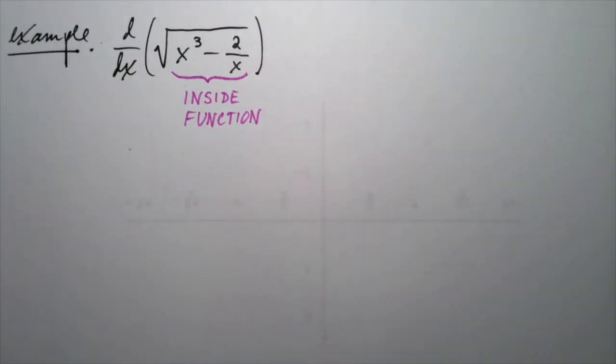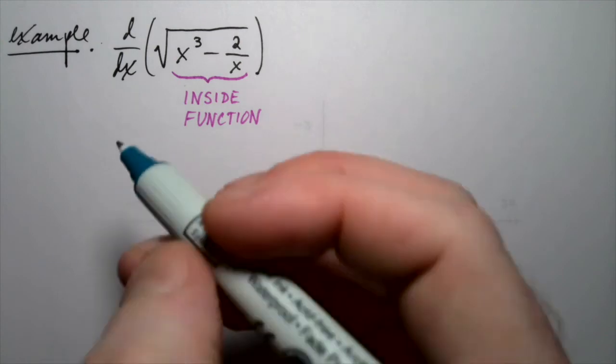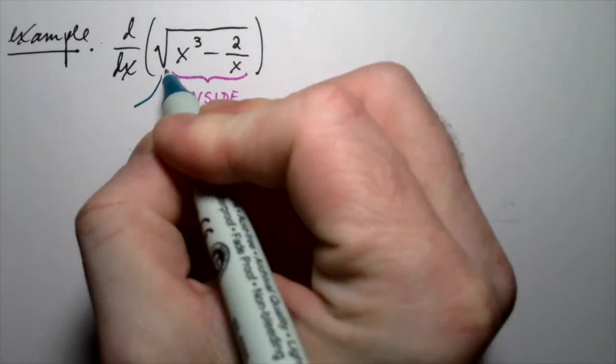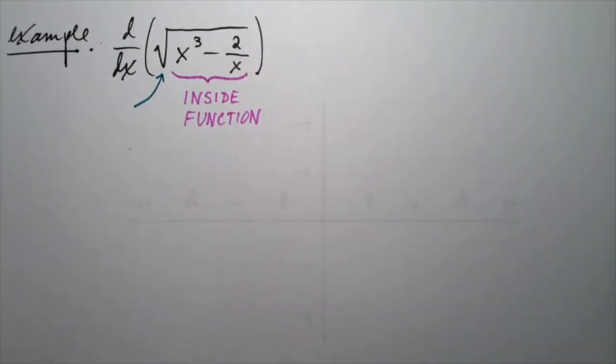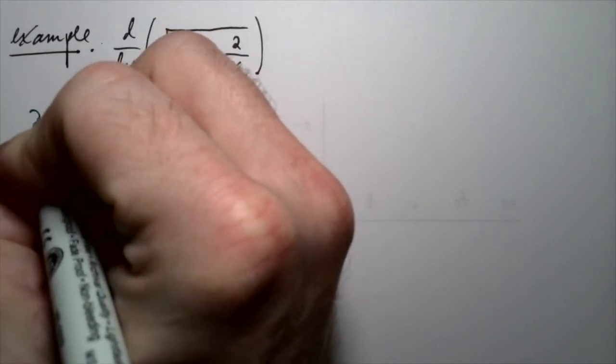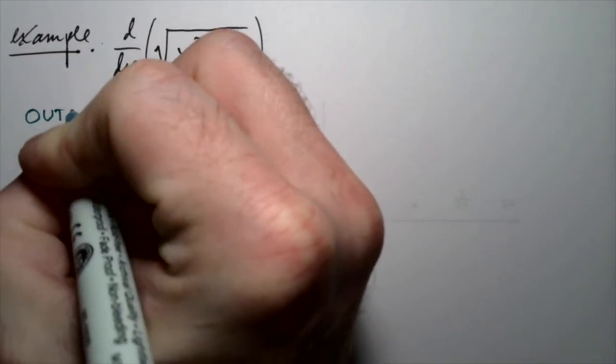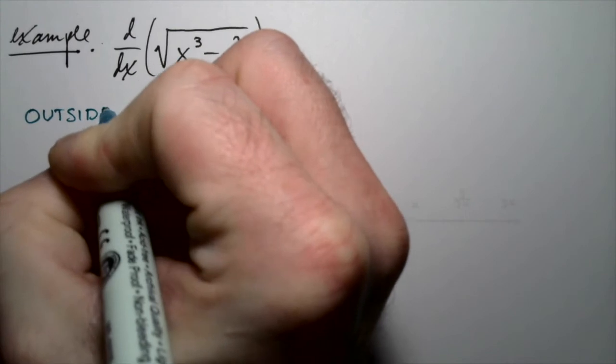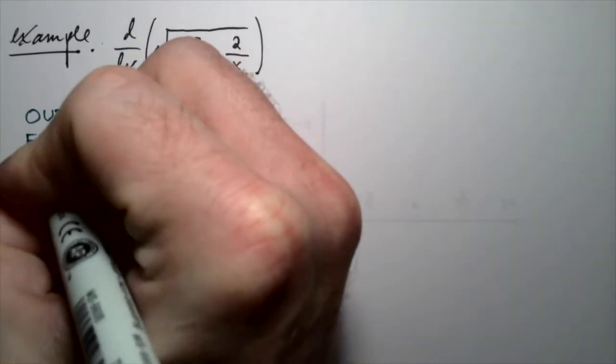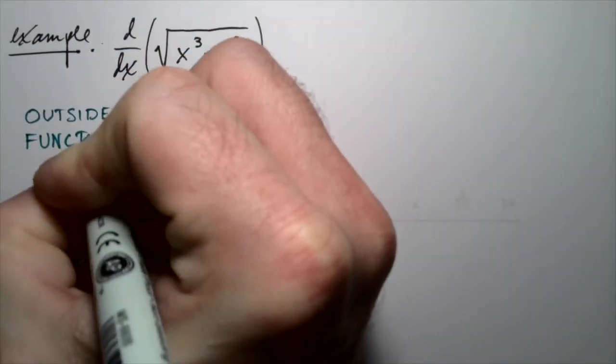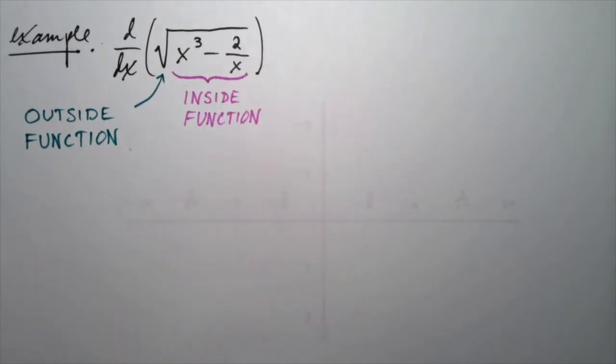It's a function of x, and it's being plugged into the square root function, right? We can think of this as a multi-step process where first x is taken to x cubed minus 2 over x, and then we take the square root. The outside function is the last thing that happens in terms of the order of operations.